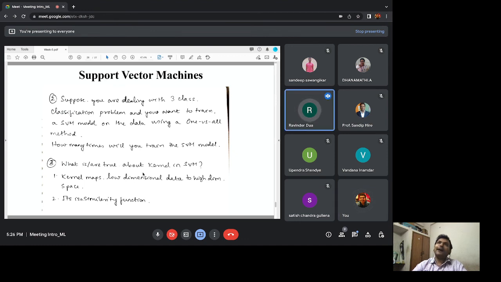When 2 vectors have the same direction. Somewhere when W transpose X plus B is equal to 0. No, I'm not talking about SVMs now. Ravinder was saying something like when 2 vectors have the same direction, they should be similar, right? Correct, that is correct.